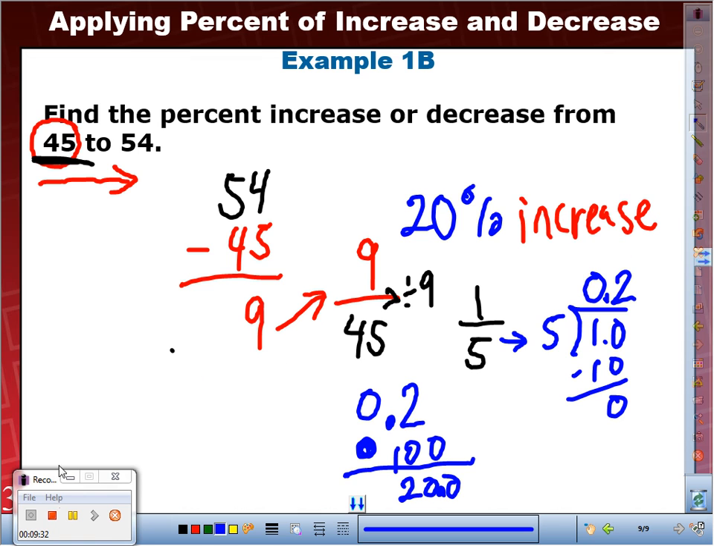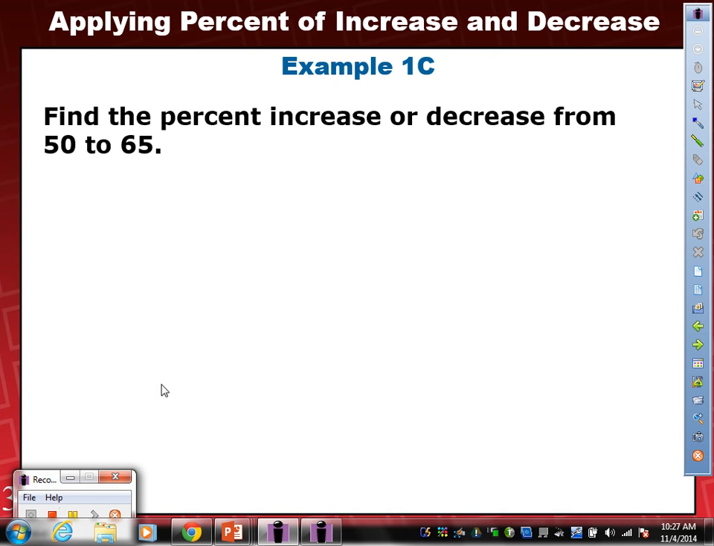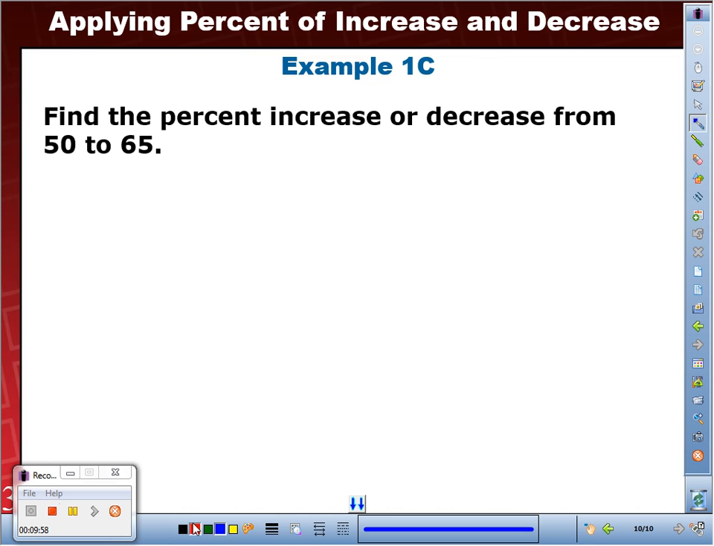Example 1C. Copy this one down, please. There it is. Example 1C. Find the percent increase or decrease from 50 to 65. Do this one by yourself. Go. You got about a minute. Here goes the process again. For those of you that missed it, this is the original, and we're going this way. Therefore, it's an increase. So you write increase right away.